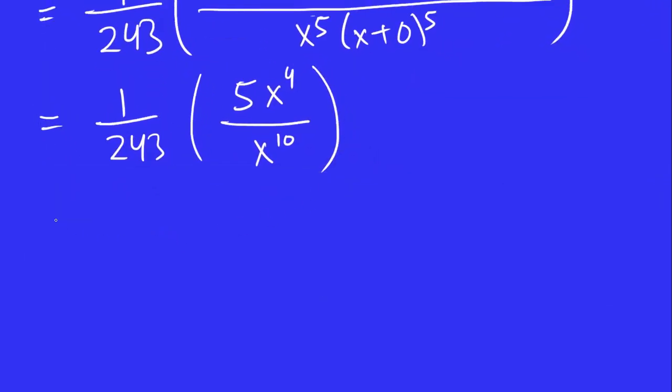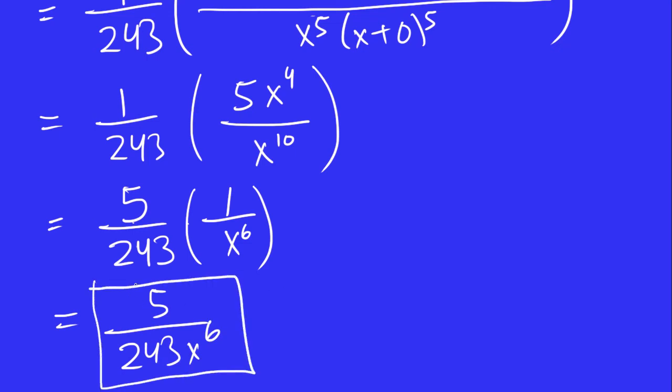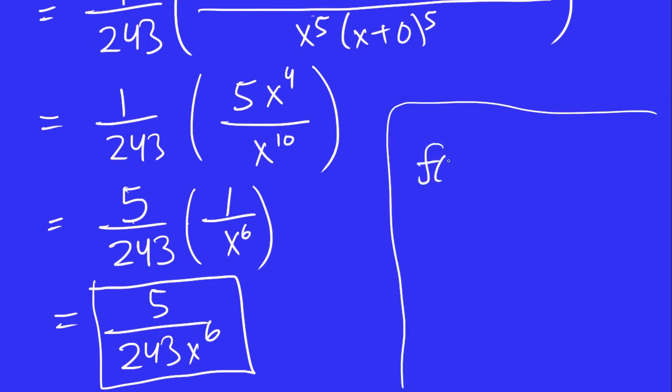Those powers of x can be subtracted. Well, why don't I also put the 5 over here? And we get times 1 over x to the 6, right? Which I guess we could write as 5 over 243 x to the 6. And that was a little bit long, but that is the answer. And that makes you appreciate the rules for derivatives, right? Because if you have the rules for derivatives, you can do this question really quickly.